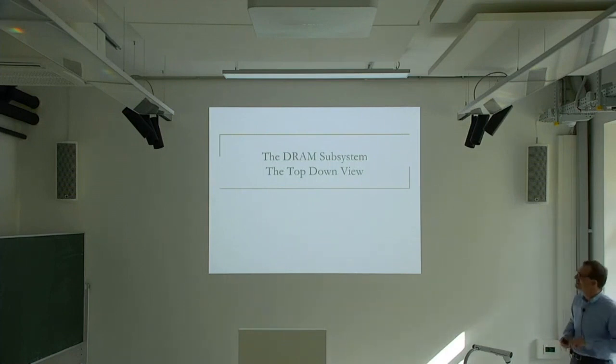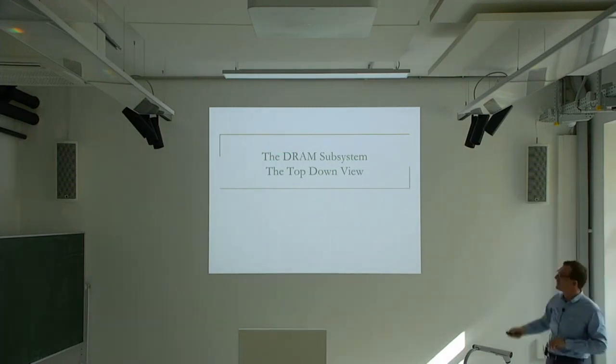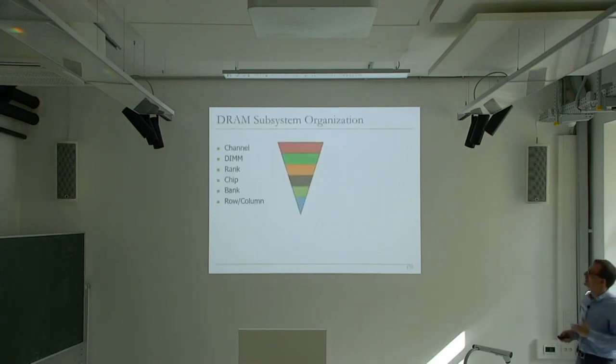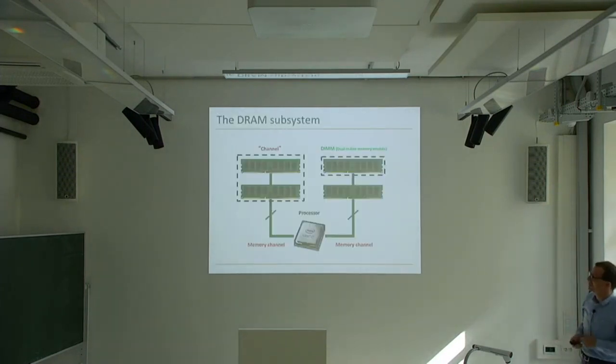Okay, maybe. So let me give you the top-down view. We've gone bottom-up, built up to that 5-dimensional hierarchy. Let's do the top-down view. I'm going to start from the channel. I'm going to start with a real example. Basically, this is some Intel processor. It doesn't need to be Intel. Every system looks like this today. Basically, you have multiple memory channels, and each channel may have multiple DIMMs, as you can see in this picture.